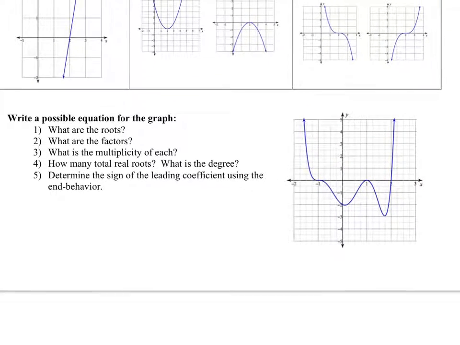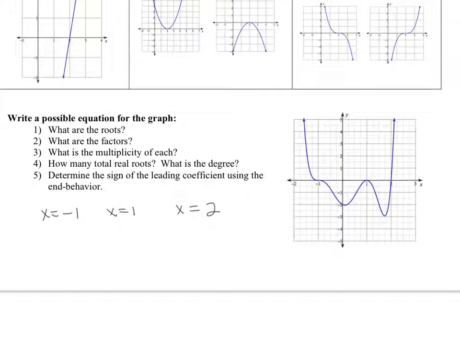Okay, so first thing, you should be able to tell me what the roots are by looking at the graph. The roots are where it hits the x-axis. So roots for this particular one are x equals negative 1, x equals 1, and x equals 2. Everywhere that it hits the x-axis, that's a root.